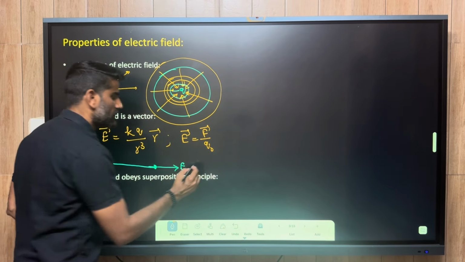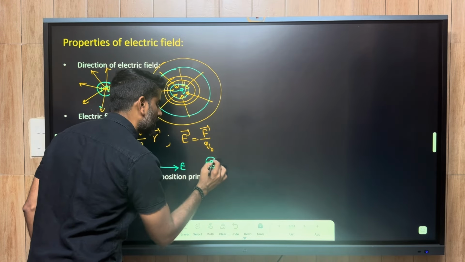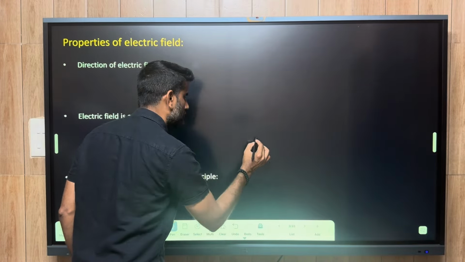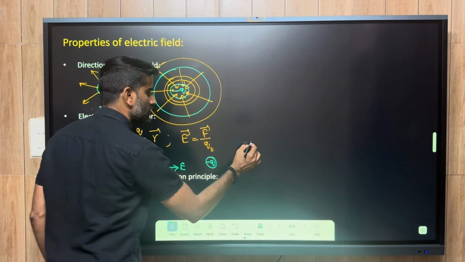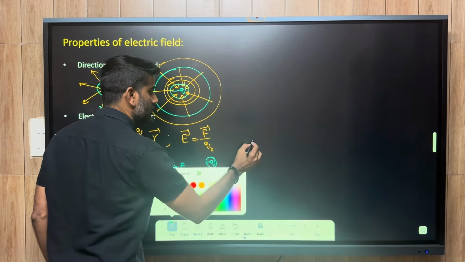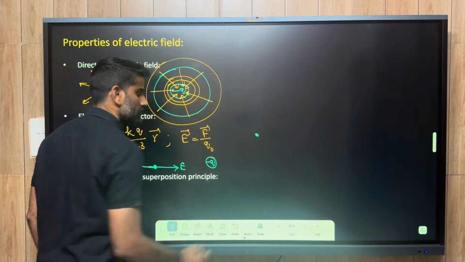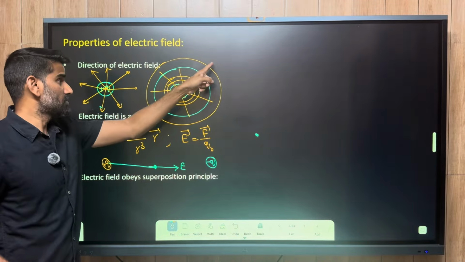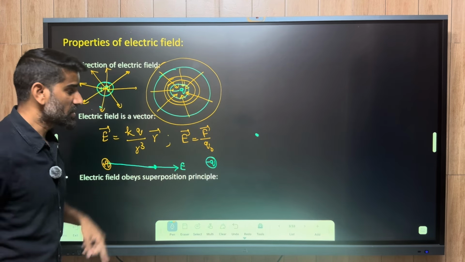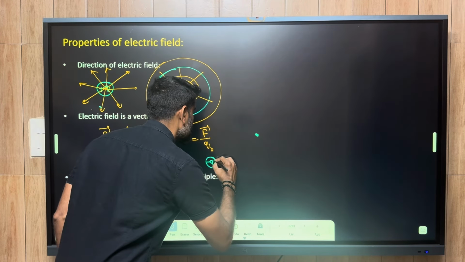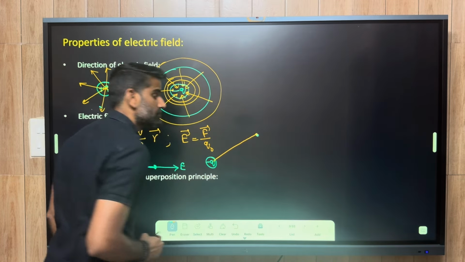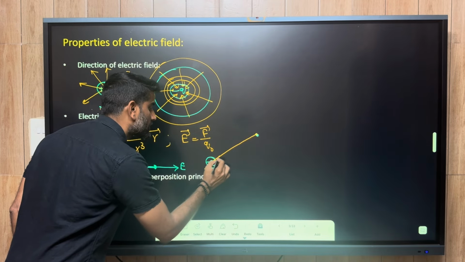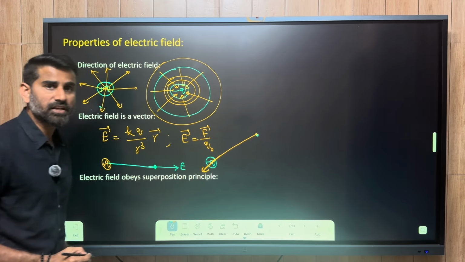Let's take another example. Let's take a negative charge here. If the charge is negative and I want to find the electric field at a particular location somewhere here. In such a case, what you need to do? For a negative charge, the field is radially inward. In such a case, you need to connect the line joining the charge and the point of interest, and the direction of field is towards the charge.